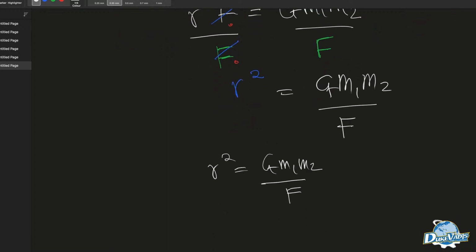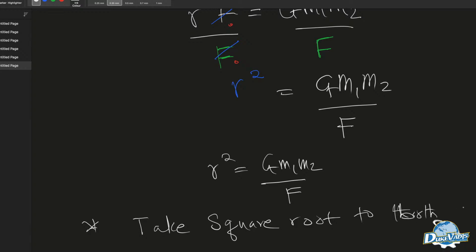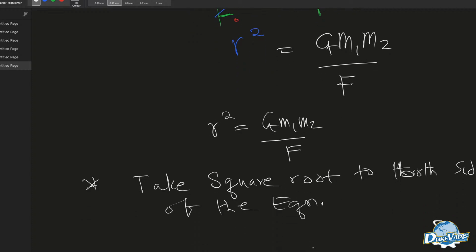But our interest was not to make r squared the subject, but to make r the subject. So what do we have to do? I will repeat. I say take square root to both sides of the equation. Have you seen it? To both sides of the equation.